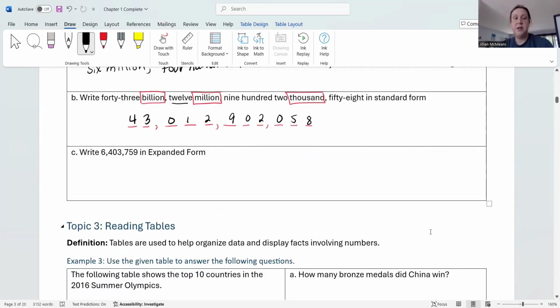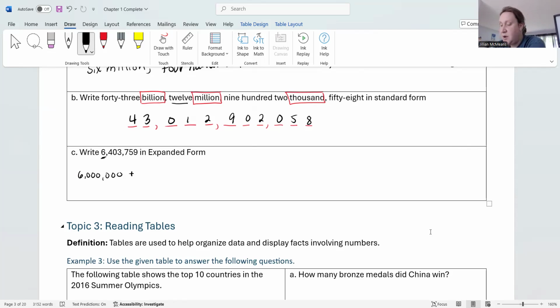And then finally, we're going to go back to that number that we've seen a few times. We've got 6,403,759. We want to take each digit that is not a 0, so each non-zero digit, and we want to write it. And we want to take that number and then include basically the place value of that number. So the 6 right here is in the millions place. I want to write this as 6 million. And then I'm going to put a plus sign.